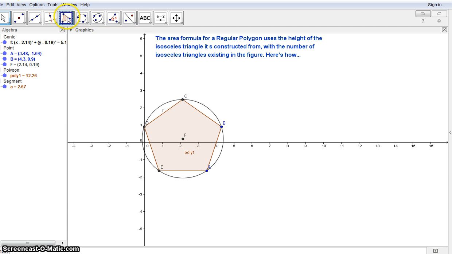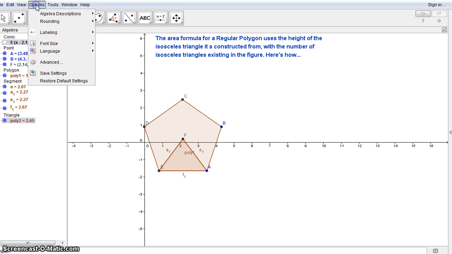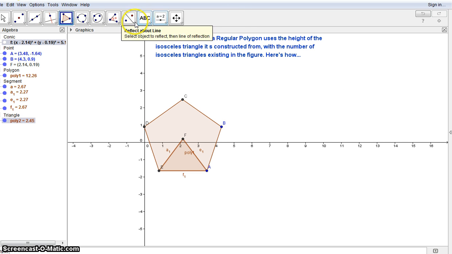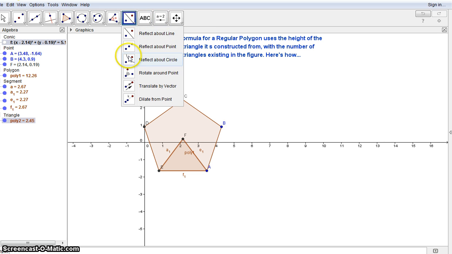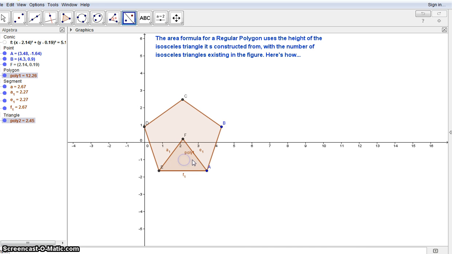And I'm going to use that center to construct a triangle. And I'm going to go ahead and turn this circle off. And I'm going to go to Options and turn off labeling. And let's prove that we have a triangle that can be reflected over a line. How many times? Ooh, I just reflected my polygon, which is not what I meant to do.